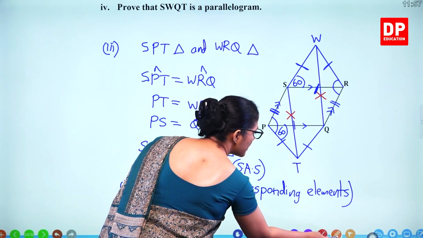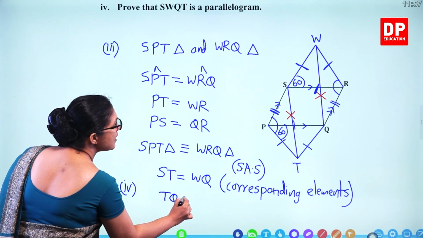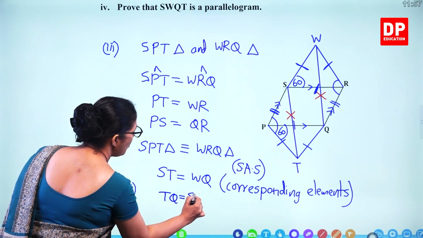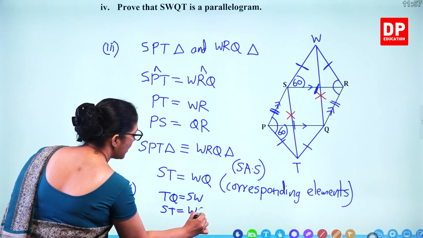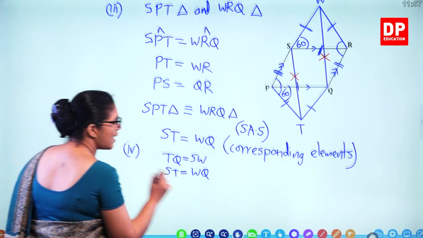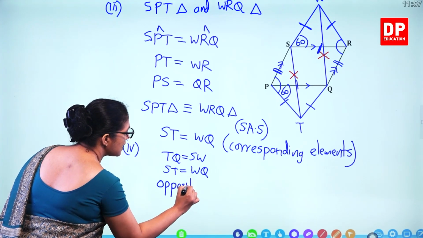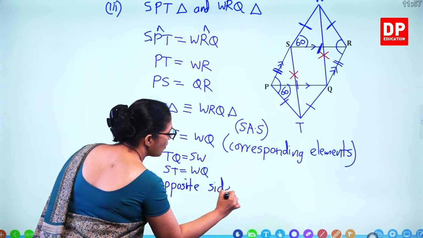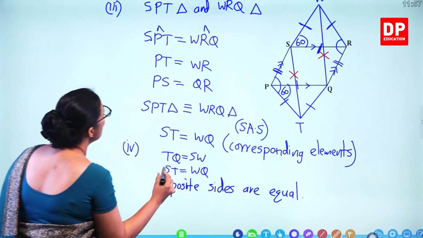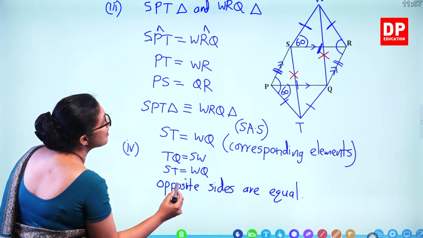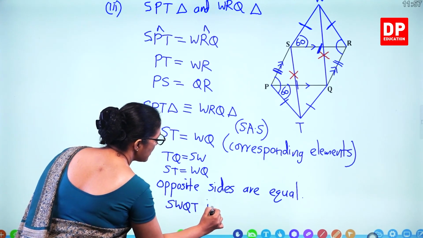So we can write TQ is equal to SW and ST is equal to WQ. Opposite sides are equal in the quadrilateral. So therefore, SWQT is a parallelogram.